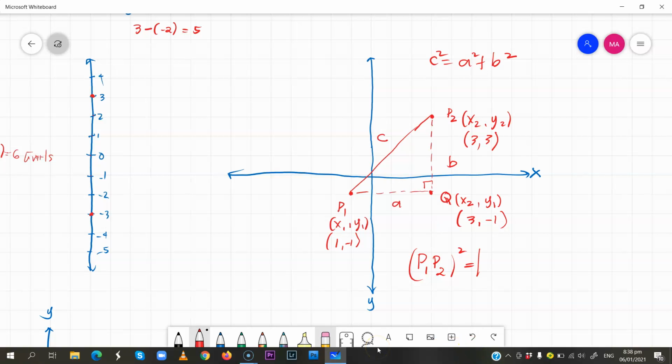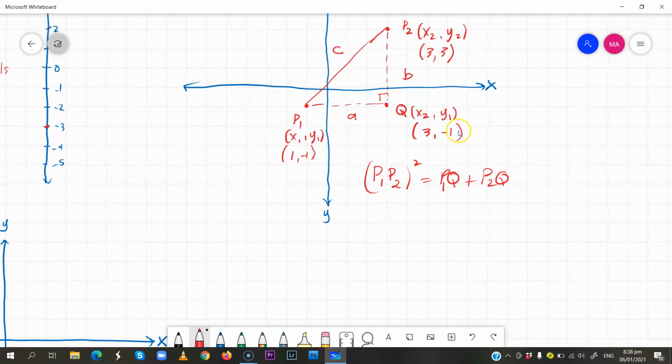It's equal to P1Q plus P2Q. Here, this is our A and this is our B. Our A is the distance between P1 and Q, and our B is the distance between P2 and Q. Again, we are still in the process of deriving the distance formula, right?